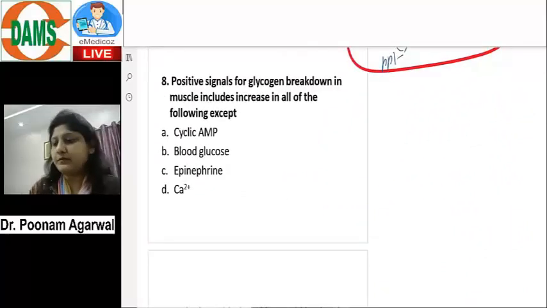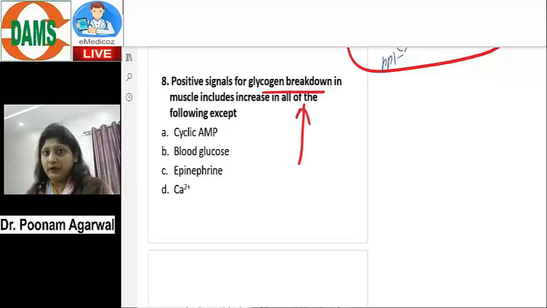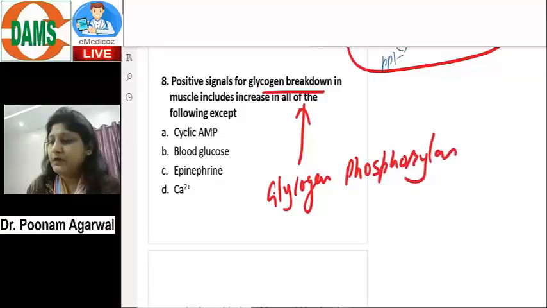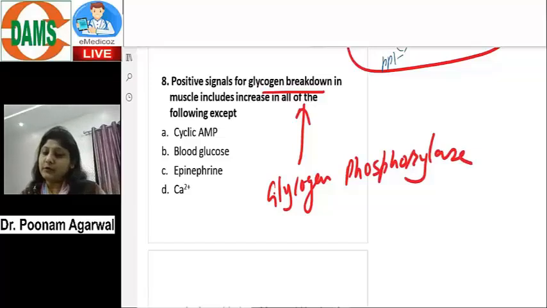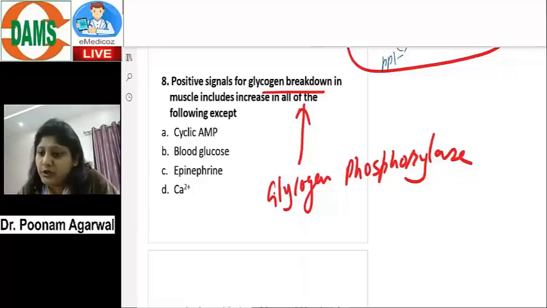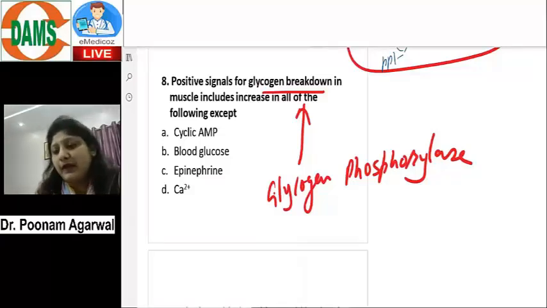Now coming to the next question. Positive signal for glycogen breakdown. Glycogen breakdown means, as you learn in biochemistry, the glycogen phosphorylase enzyme, which is needed for glycogenolysis. The question asks: the positive signal for glycogen breakdown in the muscle, not liver, includes an increase in all of the following except. Now you see there are a lot of twists in the question. They're talking about the muscle, about glycogenolysis, and about the one which is not a positive signal. So the answer is blood glucose.